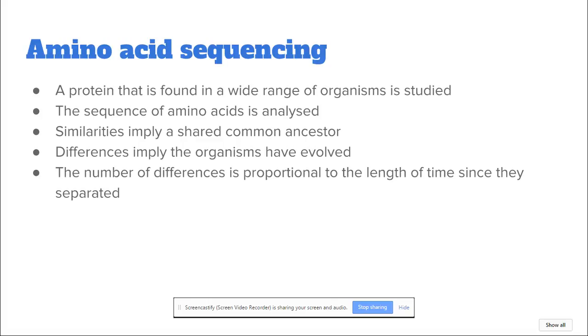we use amino acid sequencing, we take out a protein which is found in a wide range of organisms and we study that one. The sequence of the amino acids in this protein is analyzed. Similarities in this amino acid sequence imply a shared common ancestor. Differences imply that the organisms have evolved, and the number of differences is somewhat proportional to the length of time since they separated.